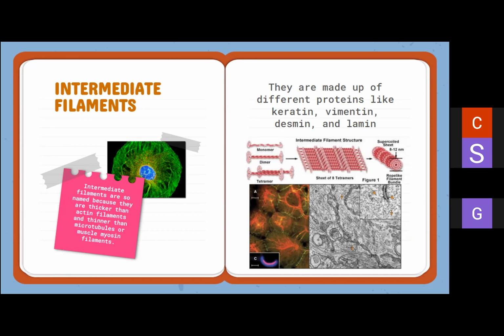For example, collagen is found in our skin cells to help protect our skin from lots of wear and tear. Another protein that is familiar to us is keratin. The intermediate filaments with keratin help strengthen our hair and nails.